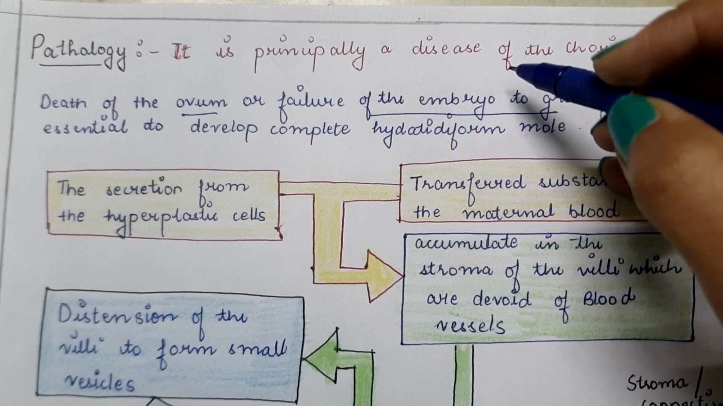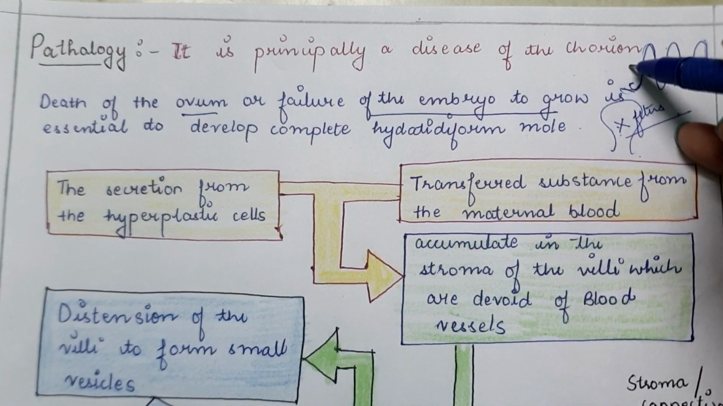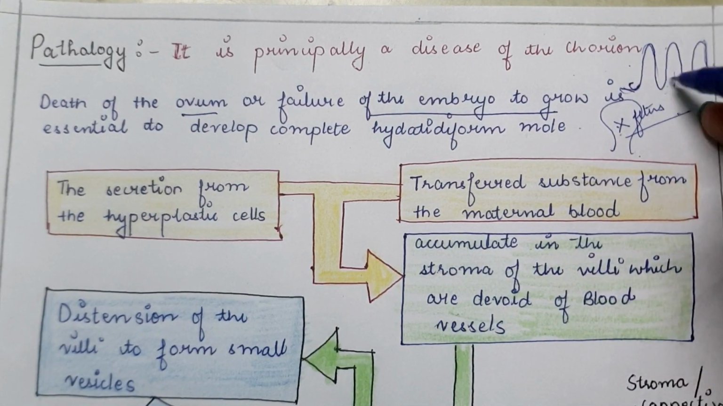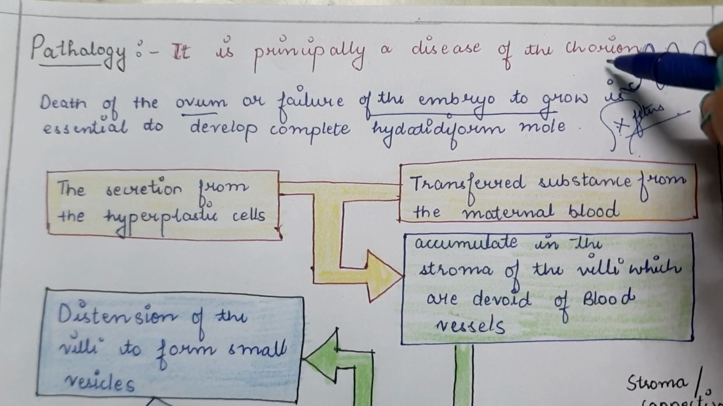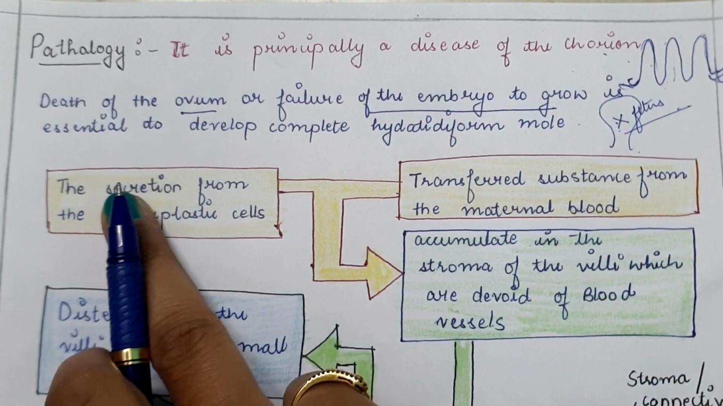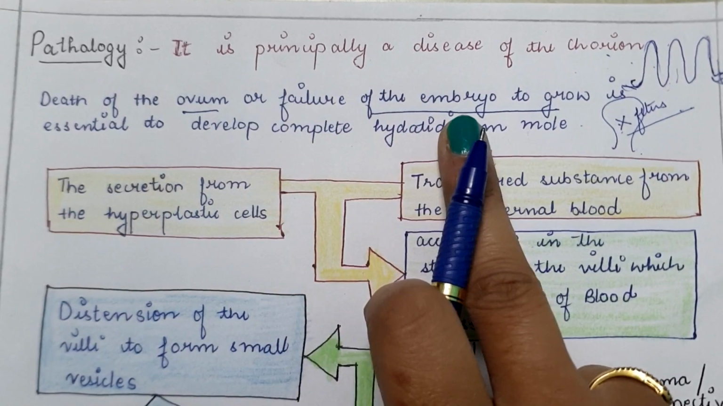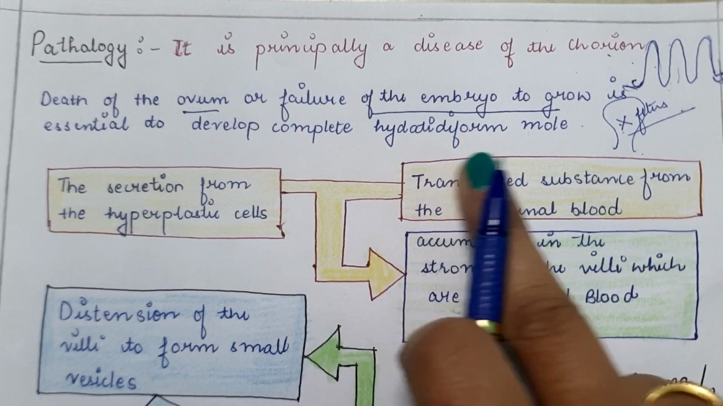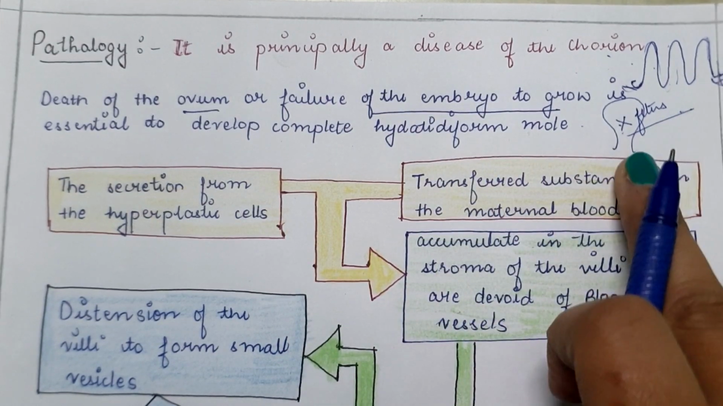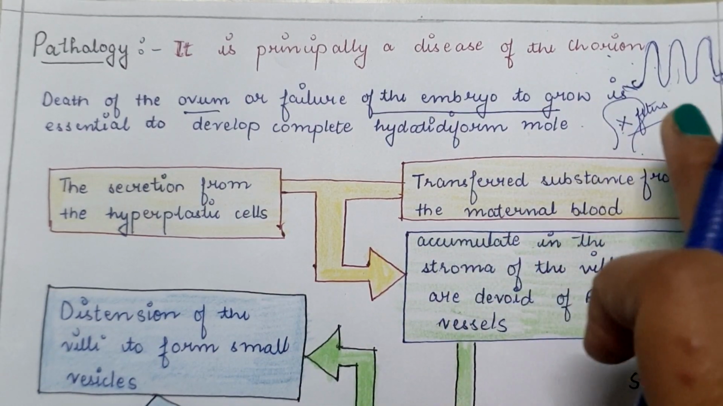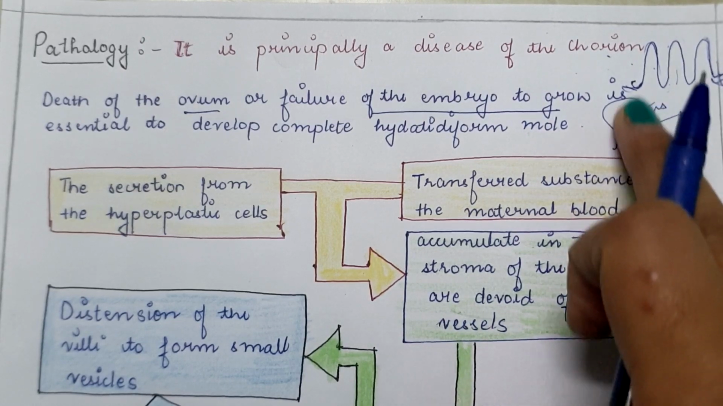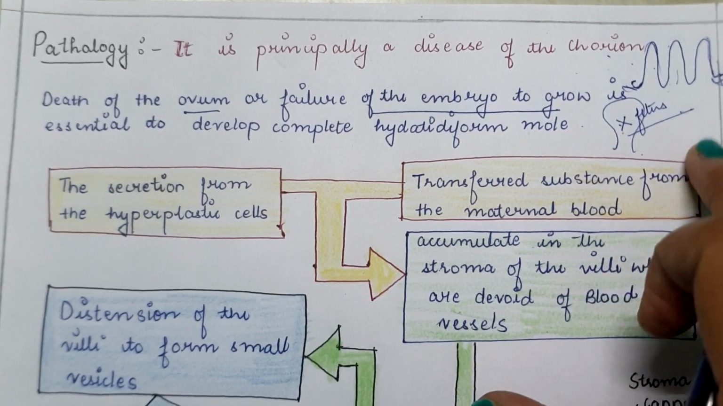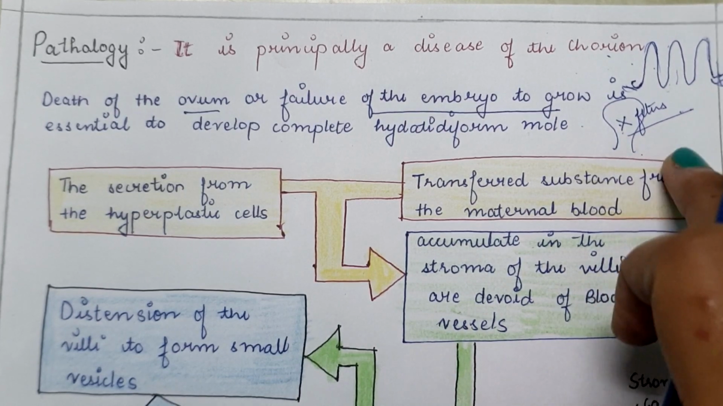That's why it is principally a disease of the chorion, because the degenerative or proliferative changes all take place in the chorionic villi, and chorionic villi arise from the chorion. Next, the death of the ovum or the failure of the embryo to grow is essential to develop the complete hydatidiform mole. As I already discussed in its types, in the complete hydatidiform mole there is no fetus, and in the incomplete hydatidiform mole there is a fetus but it is dead.